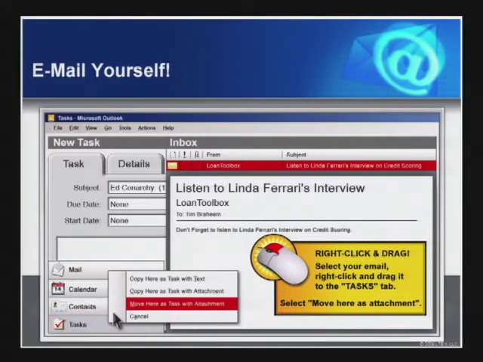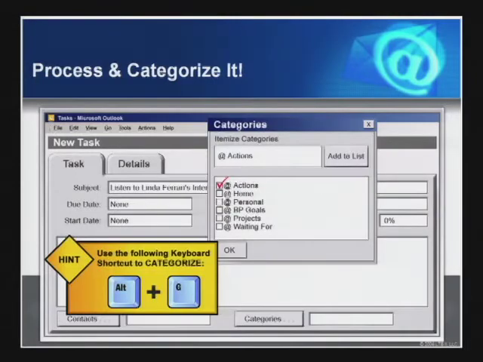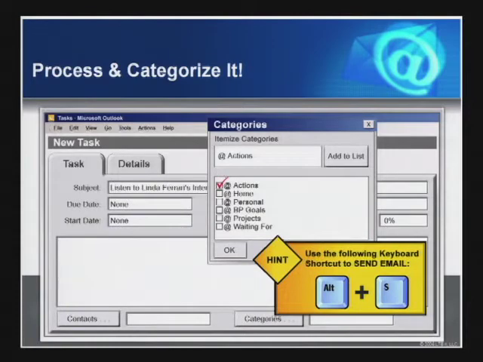Really easy, gang. You right-click on the email. Right-click and drag it to tasks. You see the screen up here? Right-click, drag. Release the right-click and click on the third one down, which is move here as task with attachment. This is a shortcut instead of Control-Shift-K. It pops open the exact same window. Listen to the Linda Ferrari interview on credit scoring. Alt-G, next actions. Alt-S, save.